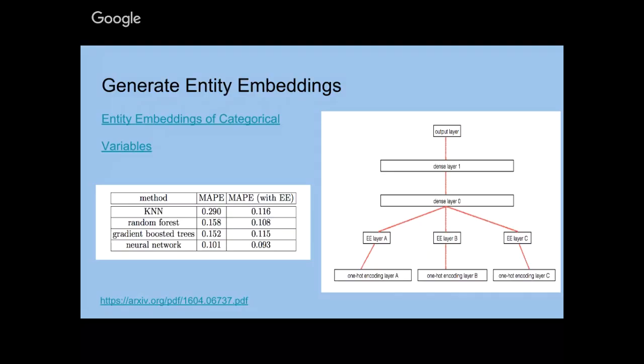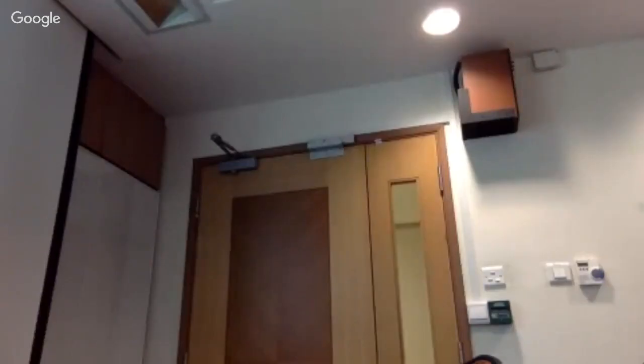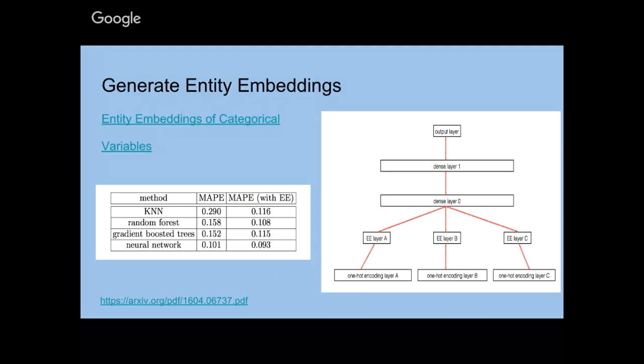It's 10%, right? The one is 10.1%, is 9.3%. I mean, it makes a lot of sense because the neural network can do... That's my point. Yeah. So the first layer of the neural network is kind of the job for the embedding.